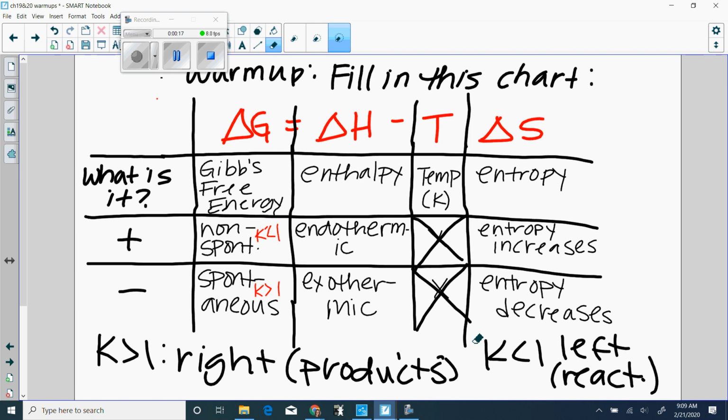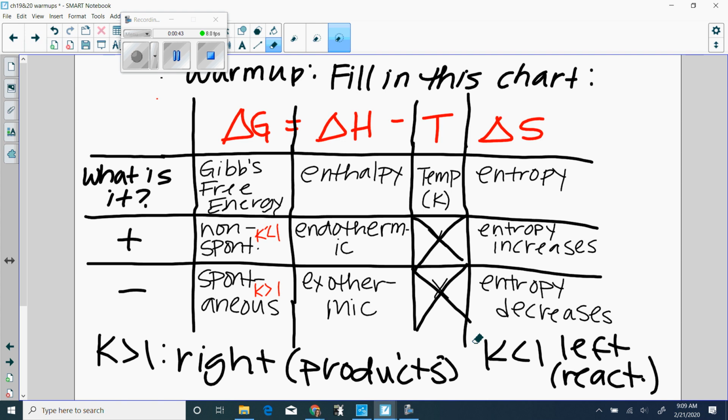Okay, so some old stuff, some new stuff, it's all starting to combine. So this chart is for you to help you organize the letters and what they mean, because we're just kind of way moving past it. So Gibbs free energy tells us whether something is spontaneous or not spontaneous. Spontaneous just means it's going to happen.